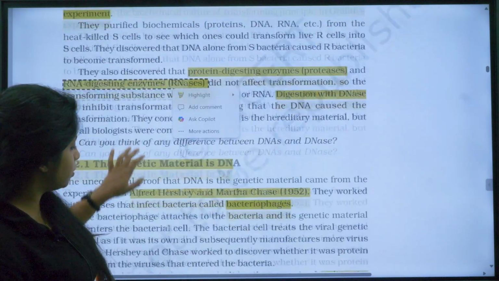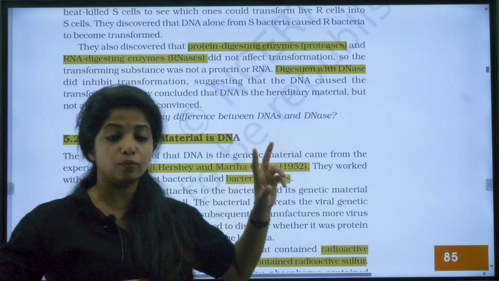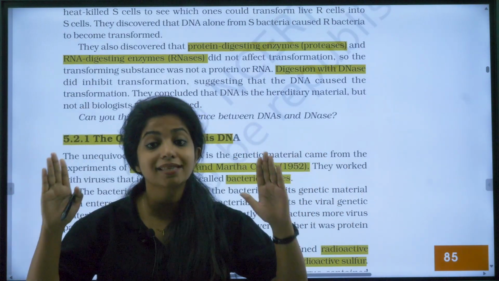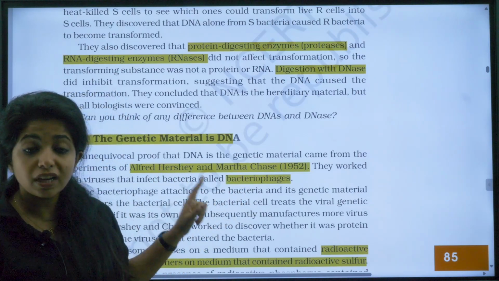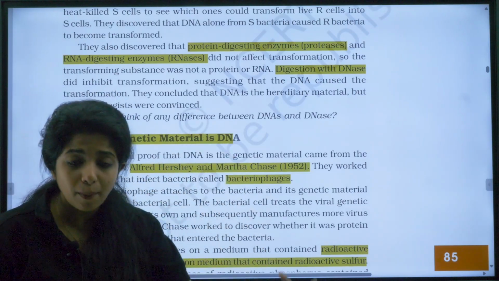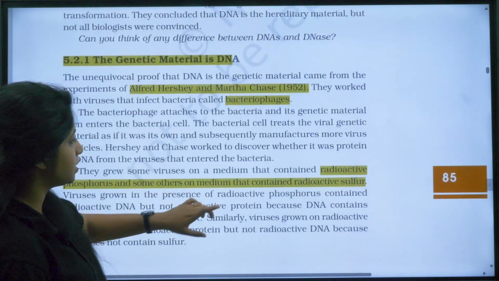But still it was not clear. So then came the other guys, that is Alfred Hershey and Martha Chase, who were the final people who said that finally, yes, DNA is the genetic material. So again, what did they use, my dear children? They used bacteriophage. Bacteriophage is a virus. It is going to infect the bacteria. And what is the bacteria that it is going to infect? Escherichia coli. Please remember, it is Escherichia coli.